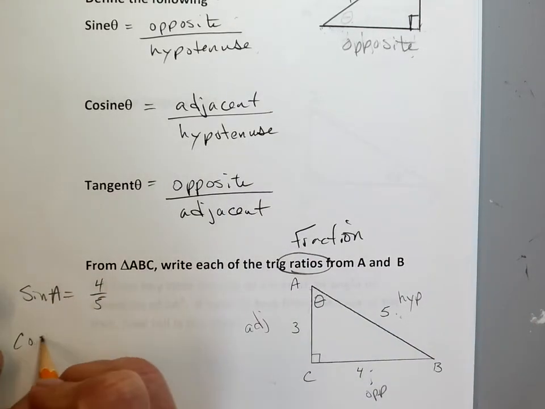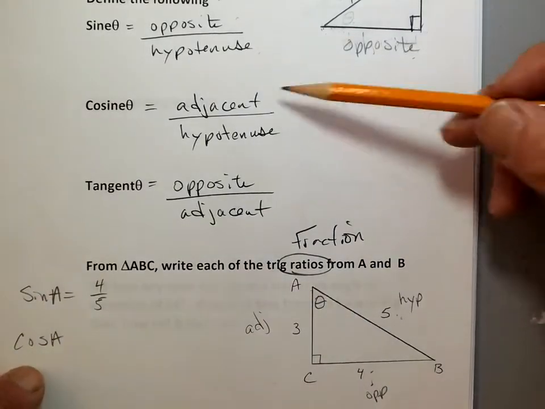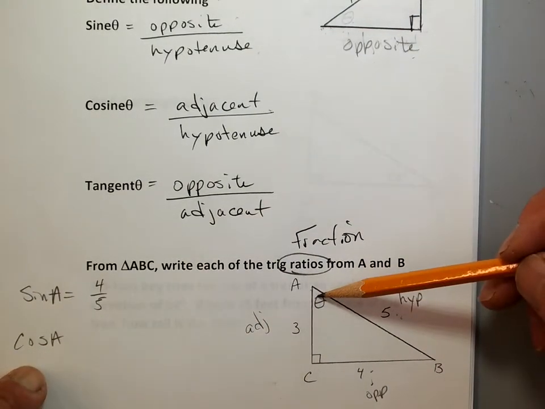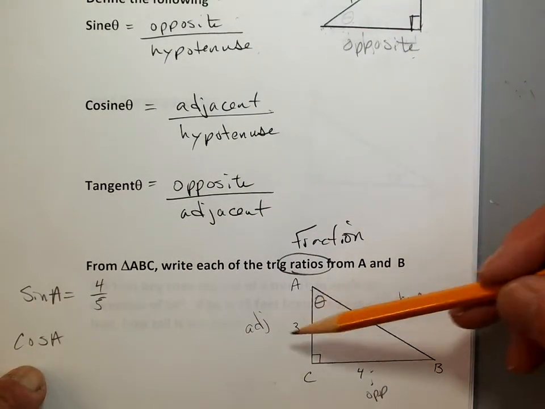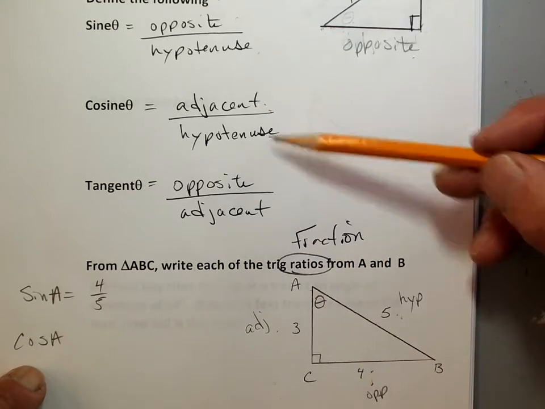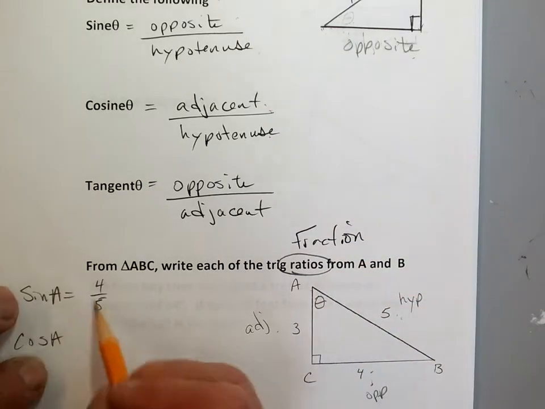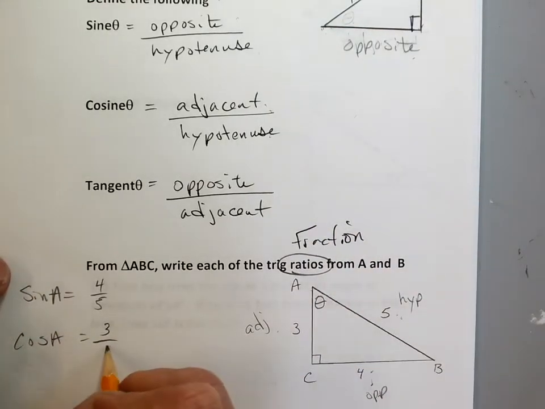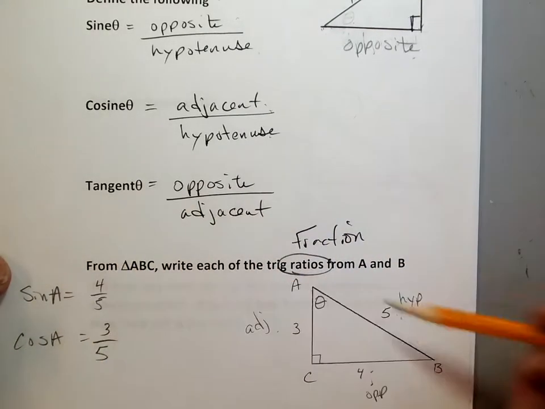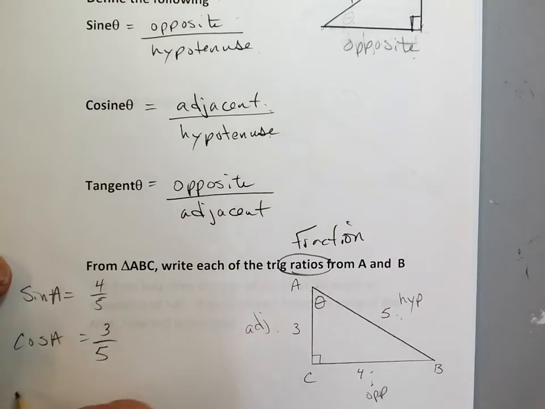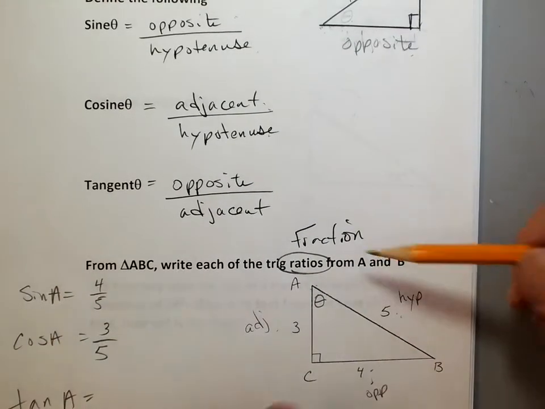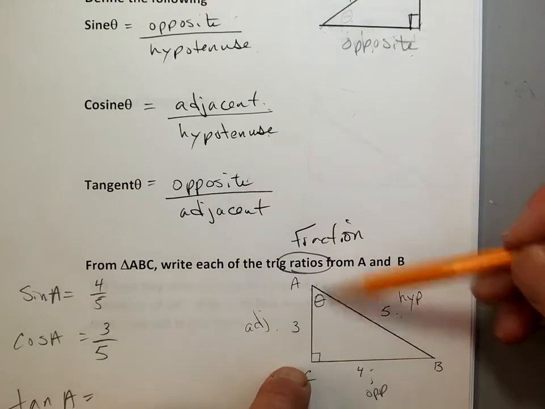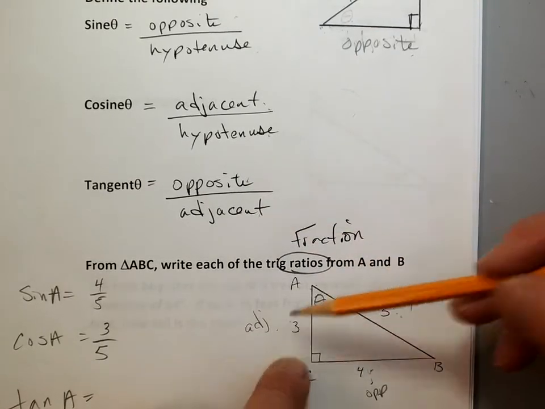The cosine of A, because we're going to do the cosine of A, here's angle A. The cosine of A is going to be its adjacent over the hypotenuse. Its adjacent is 3 over the hypotenuse, which is 5. The tangent of A, tangent is equal to the opposite 4 over the adjacent, which is 3.